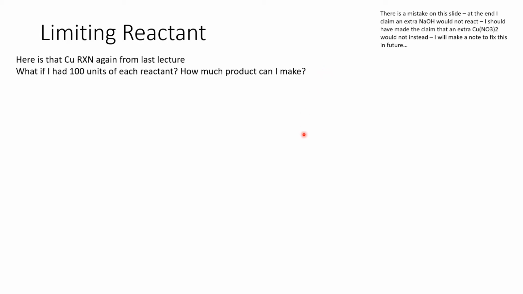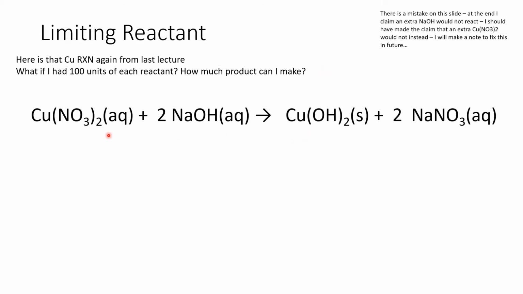So here's that copper reaction that we had, the copper nitrate that we had before. We'll look at what's going to happen with limiting reactants. Now my question is phrased as, what if I had 100 units, and by that I mean formula units, molecules, however you want to call them. Formula units is actually more correct in this case because these are ionically bonded. So if I had 100 of each of these, how much product can I make?